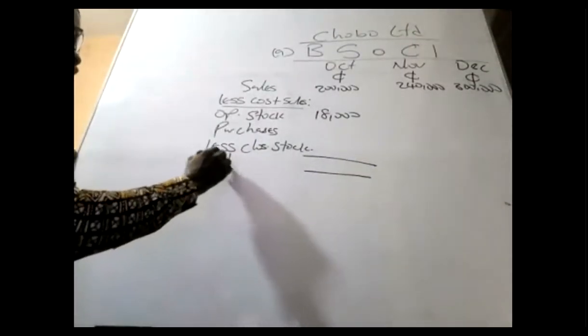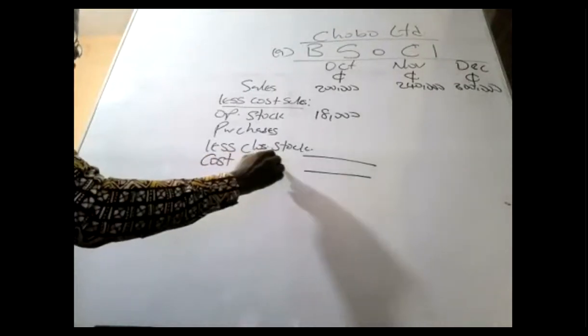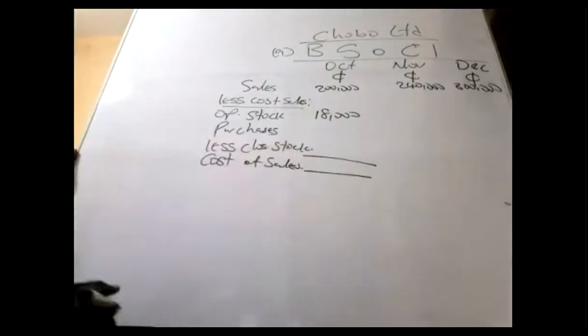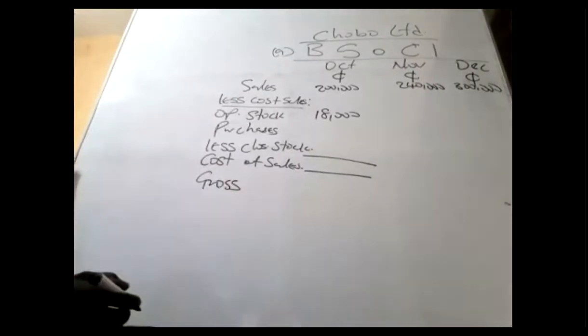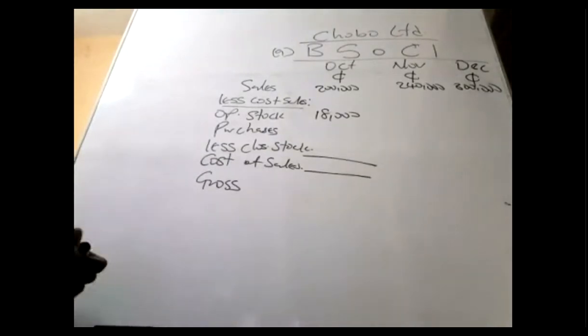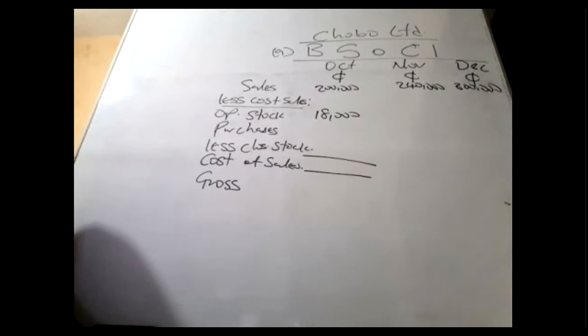This becomes the cost of sales. Right from cost of sales, we can find a gross profit. In exams, the examiner might not be able to give you everything. He must give you 2 so that you find the third one yourself. How do you get it? We have to give you 2 and you find the third one yourself.